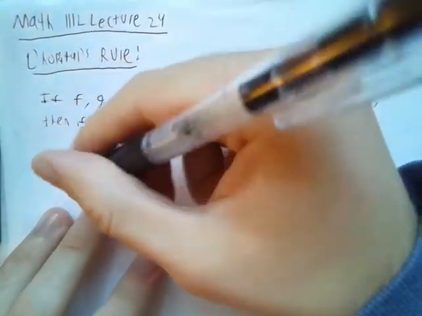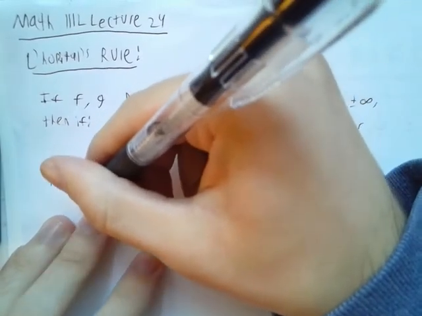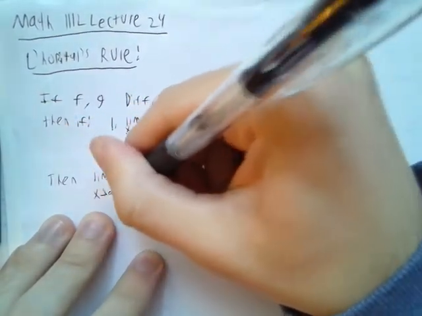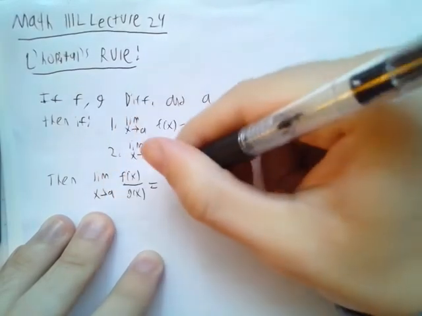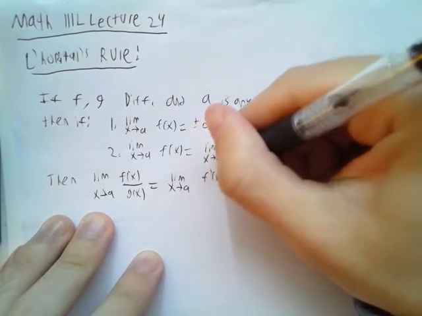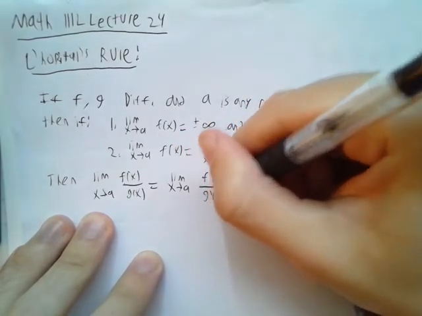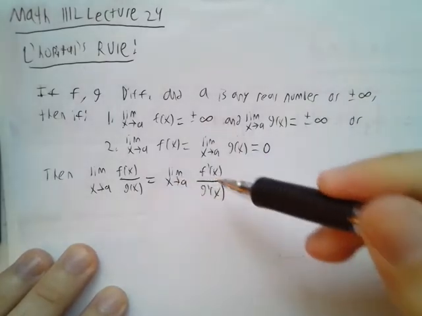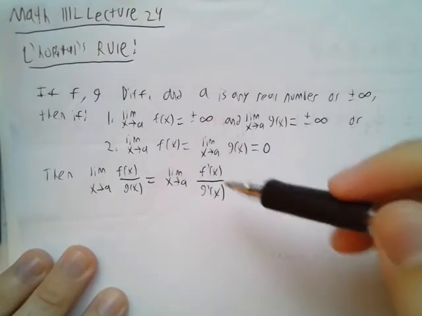then we have that the limit as x approaches a, f of x divided by g of x is equal to the limit as x approaches a, f prime of x divided by g prime of x. So in other words, we can take the derivative of both numerator and denominator and then take the limit.